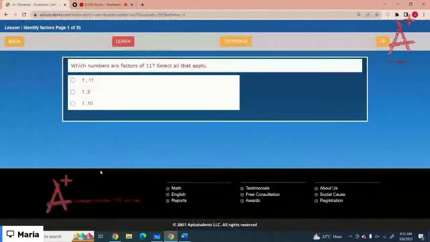Okay, which numbers are factors of 11? You are given the numbers, you can just multiply them and see which numbers make 11. That is an easier way. 11 and 1. 11 times 1 is 11. That means these are the two numbers that can make 11 and they are the factors of 11. Got it?